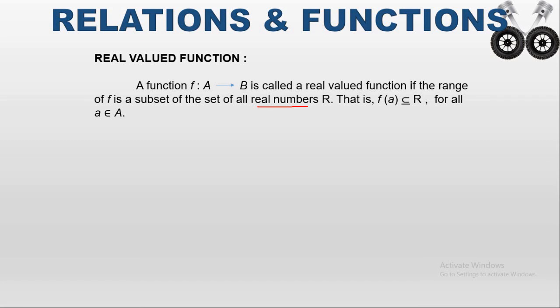That can be written as f is a function from A to B. Then f of A is a subset of R. That is, f of A is the range. So the range is a subset of R for all a belonging to capital A.